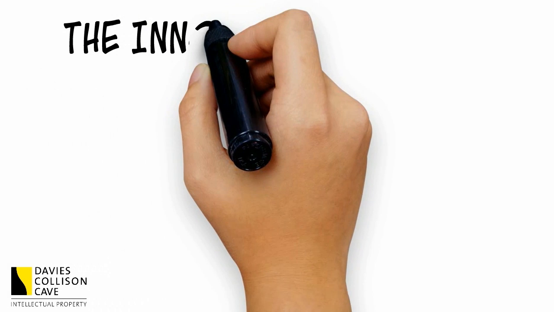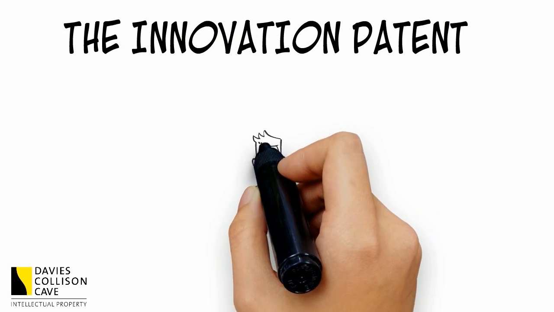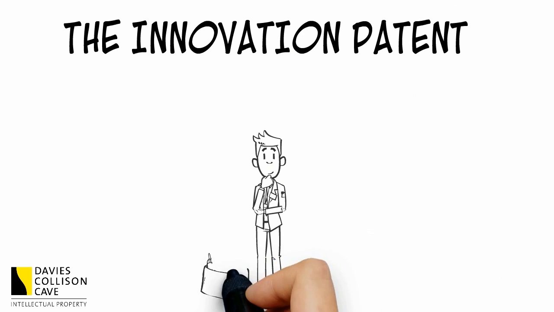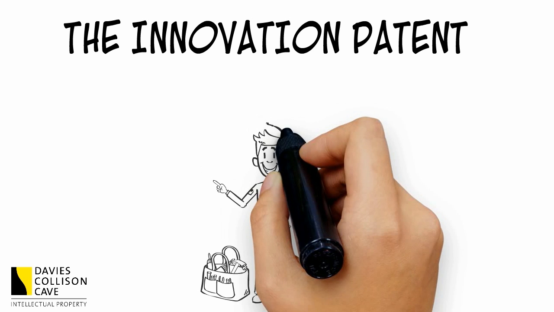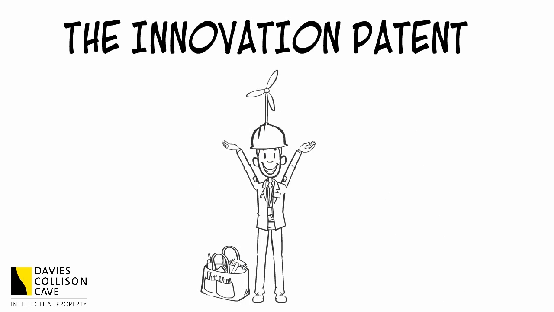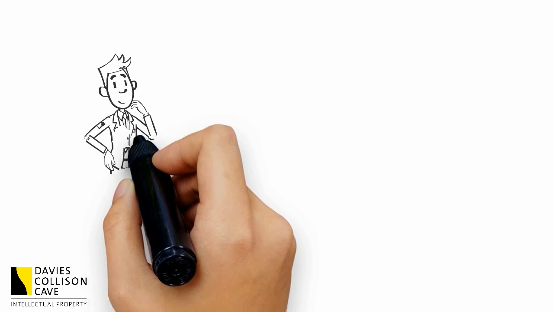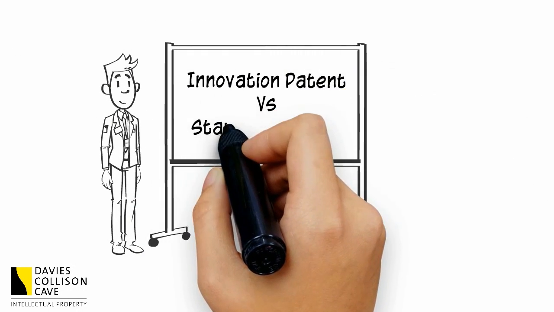This video is going to give you an overview of the innovation patent and the process of applying for an innovation patent. Innovation patents are a second-tier form of protection that is particularly suitable for simpler inventions or incremental advances in technology. It is probably easiest to begin with a comparison between the innovation patent and the standard patent.